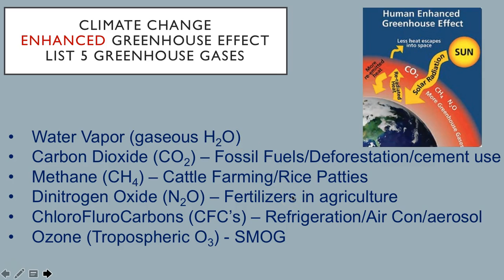Enhanced levels of CO2 in the atmosphere come from the human activities of fossil fuel combustion and deforestation. Enhanced methane levels come from anaerobic decomposition of organic matter in the rice paddy fields and the guts of cattle. Enhanced levels of dinitrogen oxide, nitrous oxide, come from the use of fertilizers in agriculture. Chlorofluorocarbons are released into the atmosphere from the use of refrigeration, air conditioning, aerosols, and solvents.